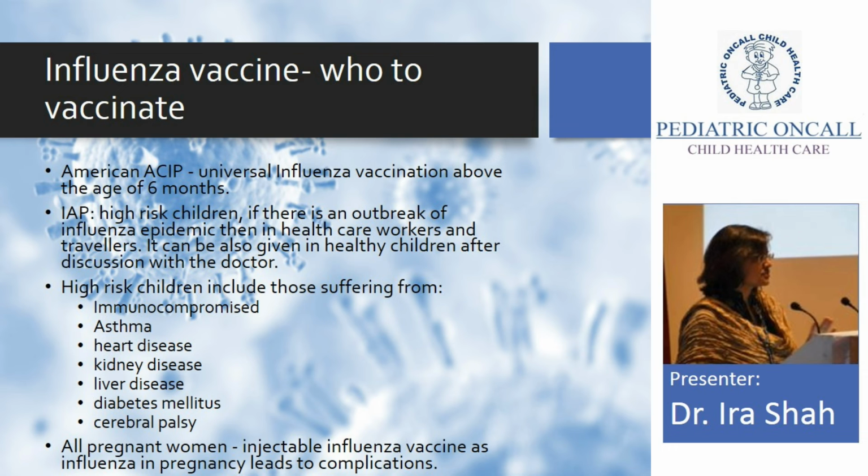So influenza vaccine, now if you look at AAP, it says immunize everybody. If you look at how much they have achieved universal immunization, it's to the tune of 40%. So 60% of their population still doesn't take the influenza vaccine. What does IAP say? IAP says high risk children. So the high risk group you need to. So again, it's the same high risk group: immunocompromised, asthma, heart disease, lung disease, renal disease, liver disease, all of those you need to give.